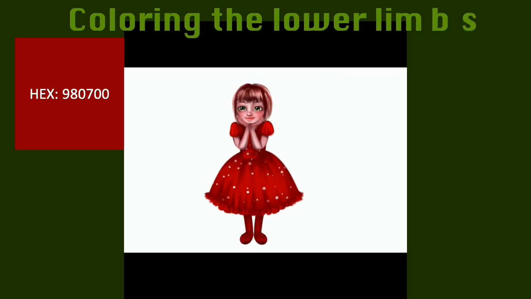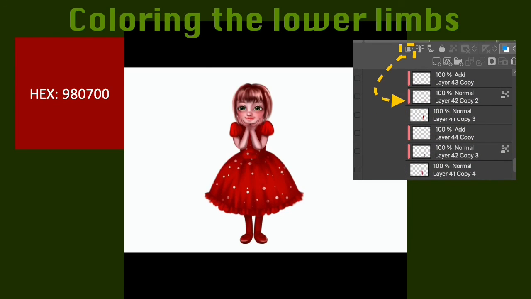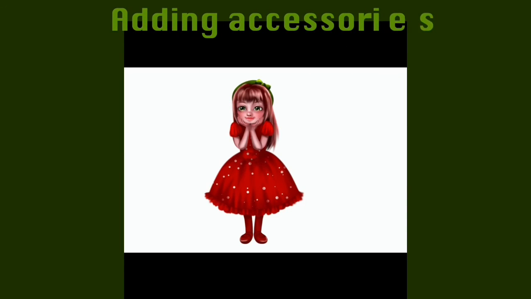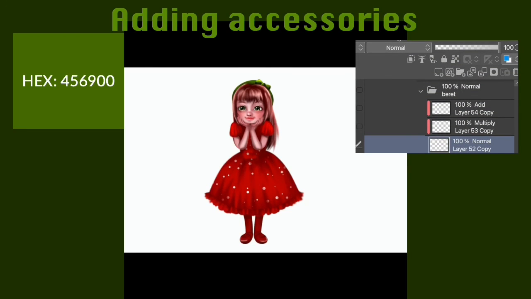I color the lower limbs and the shoes red, hex color number 980700. Then I add shadows and some details on new layers and clip the layers below. Adding accessories to create the impression of a leaf on top of the strawberry, I added a beret on top of the hair and colored it green, hex color number 456900. I added shadows and highlights on the beret on new layers and clipped the layers below.